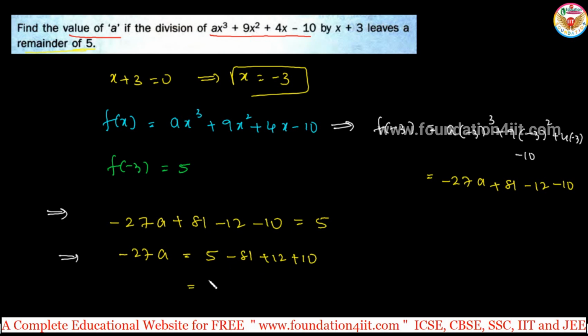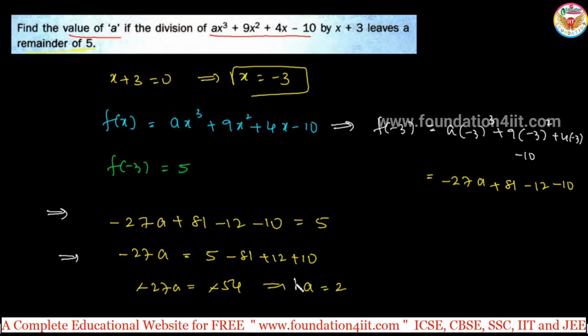Simplify this. So minus 54 will get. That is minus 27a. From this, a is equal to minus 54 by 27, that is 2. So the value of a is 2. Simplify the linear equation and try to find out the a value. If they already mention the remainder, make it equal to the remainder value after substituting the value.